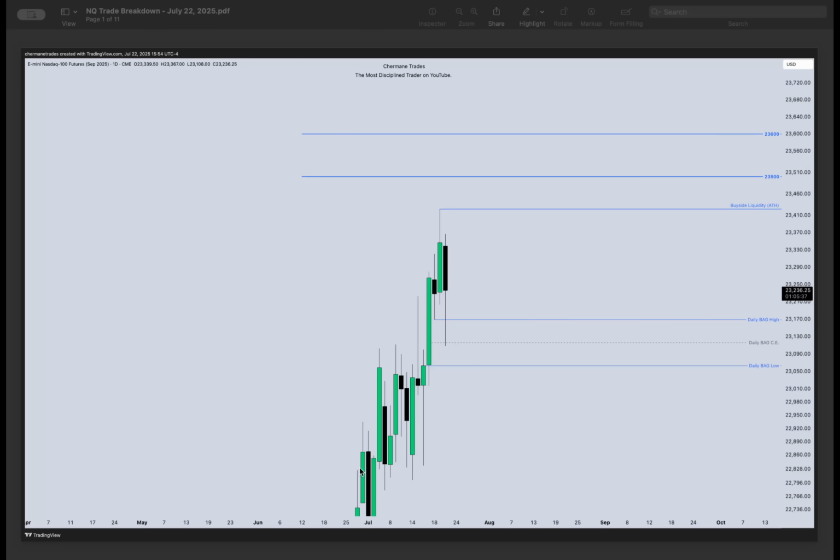We're going to do a trade breakdown over this trade I took in the PM session. So let's get into it. On the daily chart here for NASDAQ, I have this fair value gap labeled as a breakaway gap. So daily BAG, that stands for daily breakaway gap high.